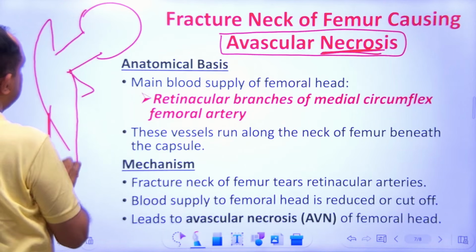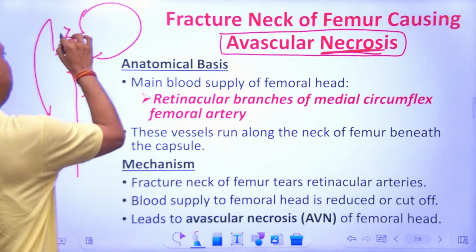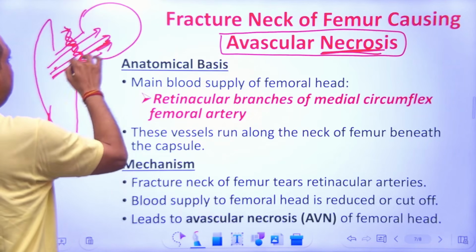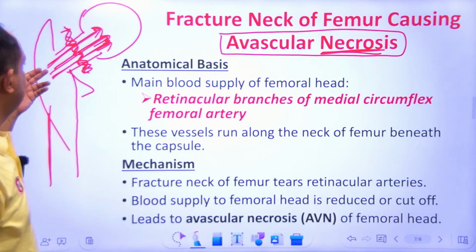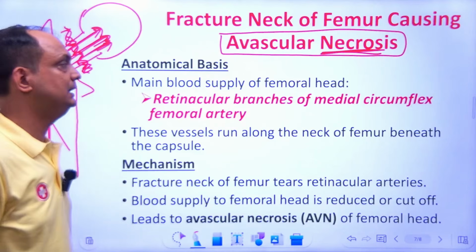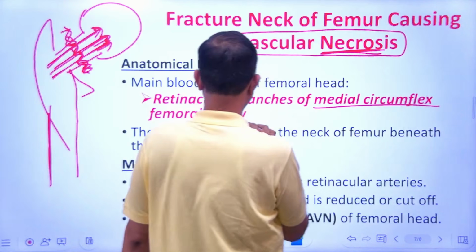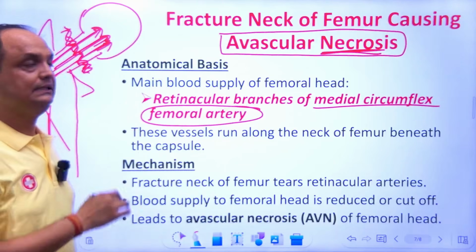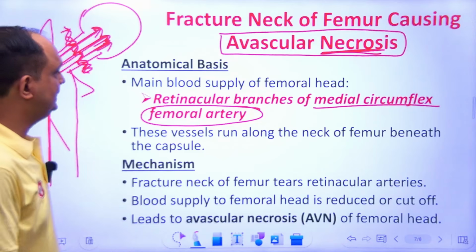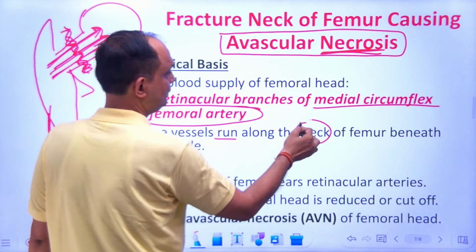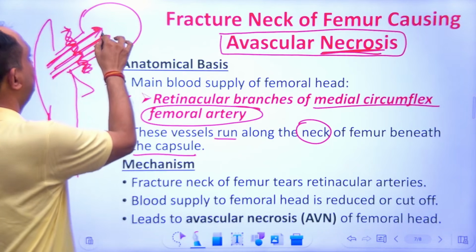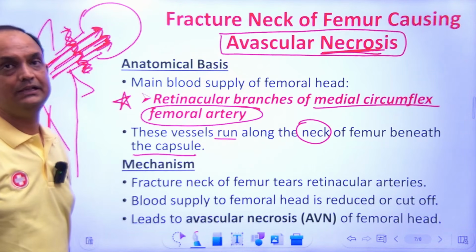Whenever there is an injury in this neck of the femur, what will happen? The blood vessels are passing into the head through the anterior surface of the neck. These branches are known as retinacular branches, and the majority arise from the medial circumflex femoral artery. What is the name of the branches? Retinacular branches. These vessels run along the neck of the femur beneath the capsule. Retinacular branches of the medial circumflex femoral artery.